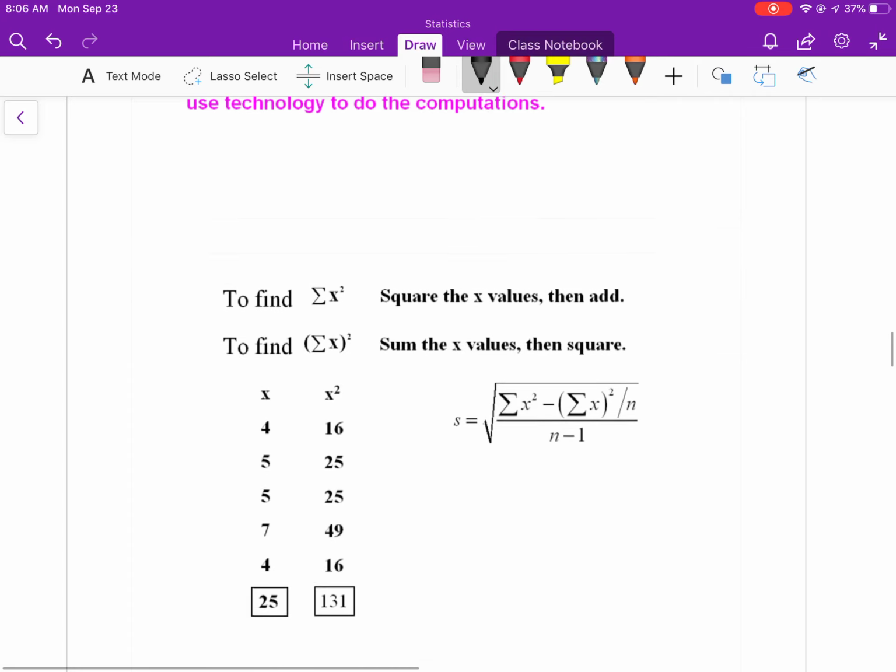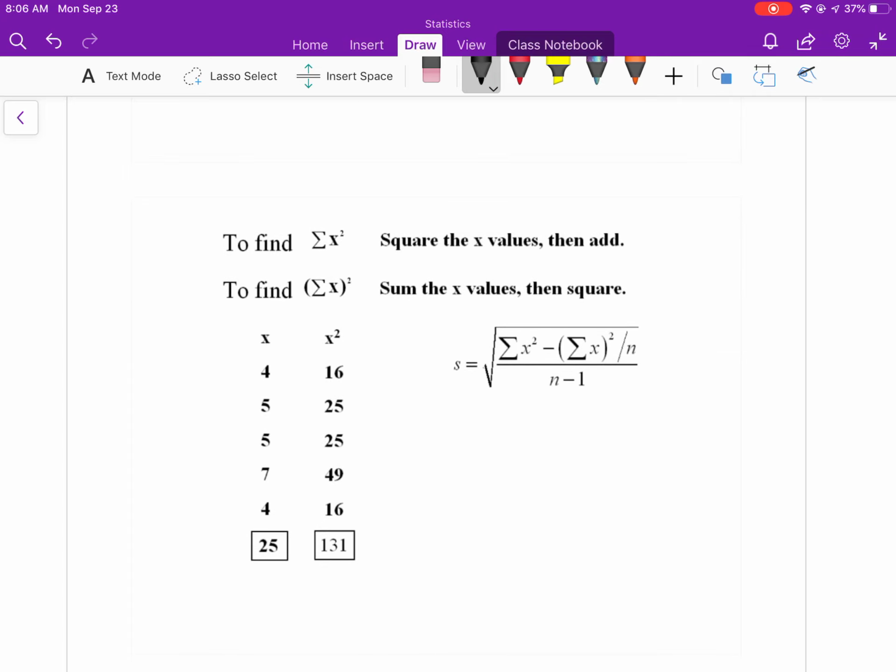So here's my original set of data: 4, 5, 5, 7, and 4. I have to come up with the sum of x's, and then I just take each number and square it and get the sum of x squared. Okay, so there I got my sum of my x squareds.